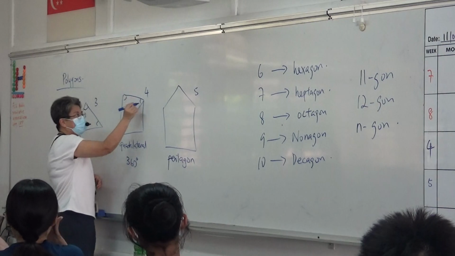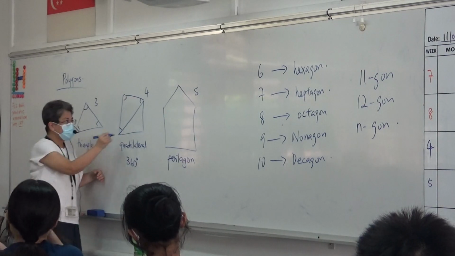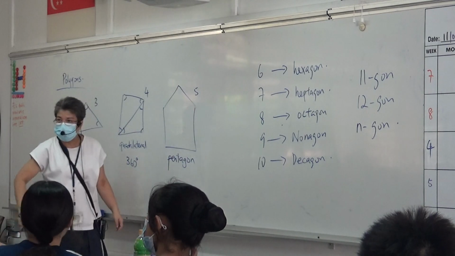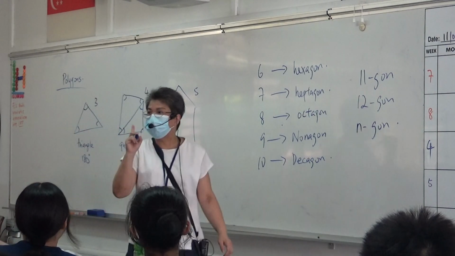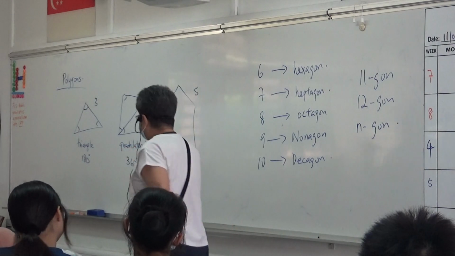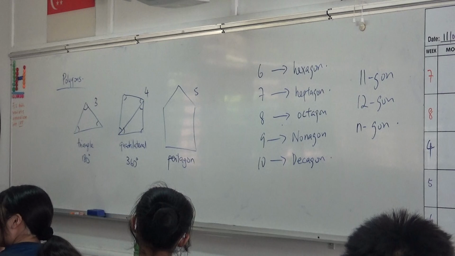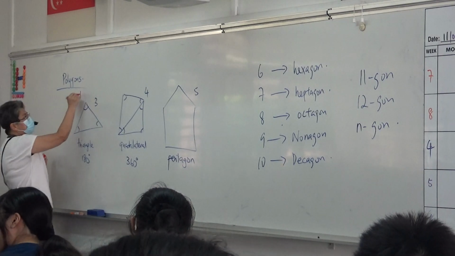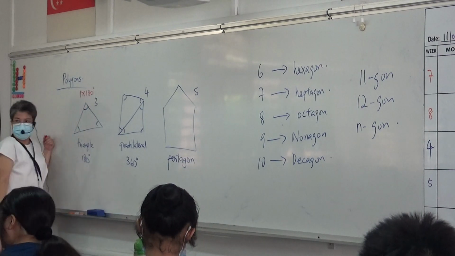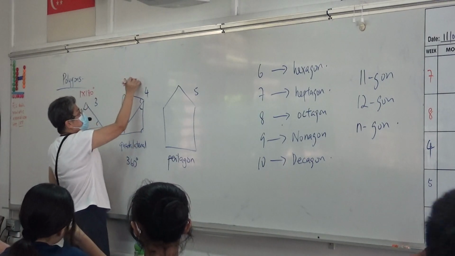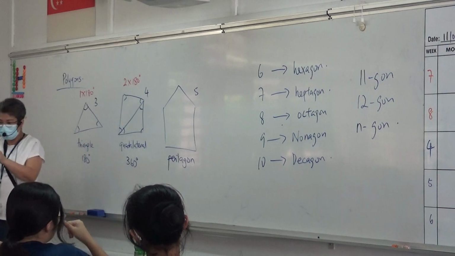Do you agree that this is 180 and this will be 180? So all the interior angles will end up to 360, right? It's actually 180 times what? 2. Okay, now I'm going to write down here. I'm going to write on top in red. Oh, look up. This is 1 times 180, right? The interior angles. This is 2 times 180, right?